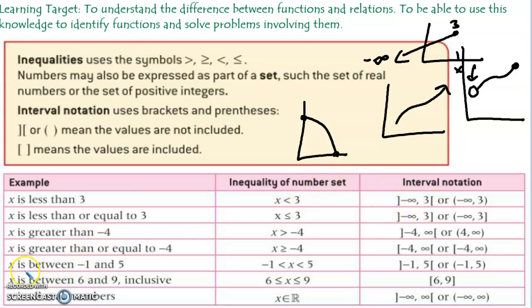And then let's go with this one. X is between 6 and 9 inclusive. So let's say this was 6 and 9, something like this. Okay, then you would use square brackets because 6 and 9 both exist and are included.